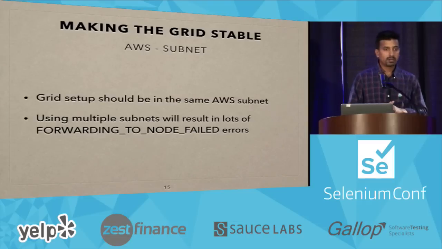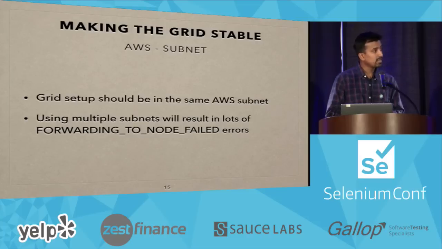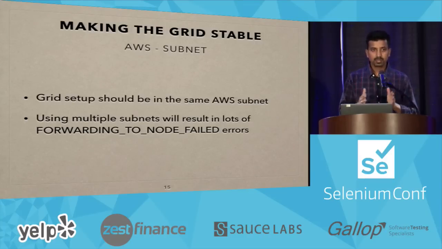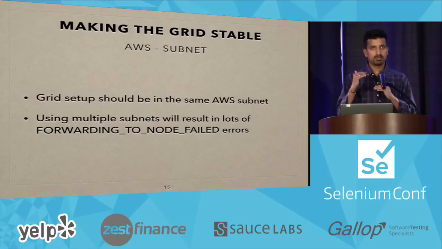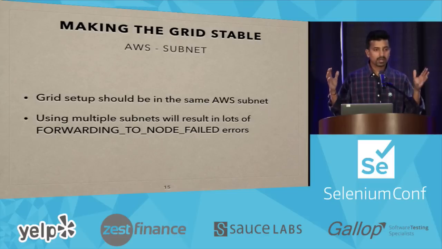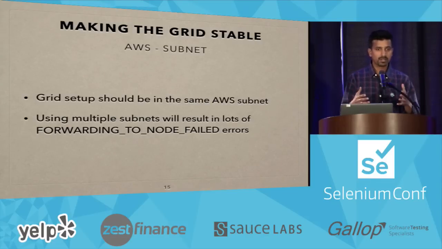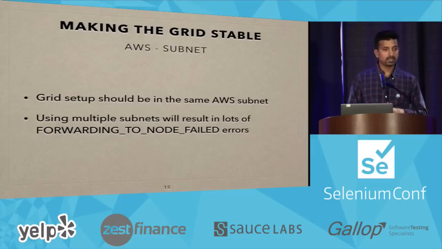Another important point for people moving to AWS is that the grid setup should be in the same subnet. The reason, which I found after not doing it the right way, is that when you have nodes in different subnets, layer 2 level routing or switching happens, and when you are running a huge number of test cases, there is a lot of traffic, and you will end up with a huge number of test cases failing with the forwarding to node failed error, which is one of the Selenium Grid errors.